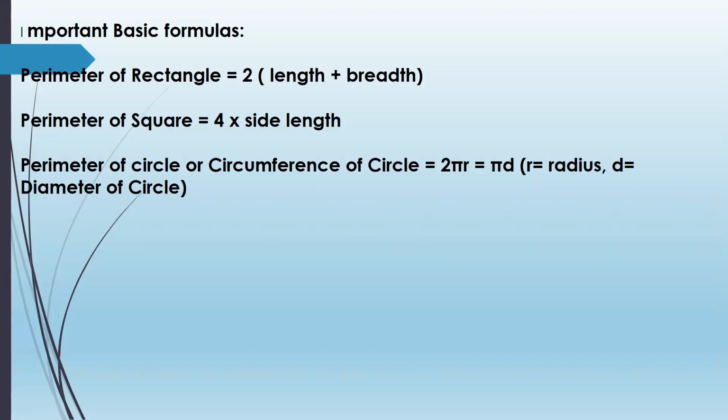Important basic formulas. Perimeter of a rectangle is equal to 2 into (length plus breadth). Perimeter of the square is equal to 4 into side length. Perimeter of the circle, or circumference of the circle, is equal to 2 pi r, that means pi into d, where d is the diameter of the circle.